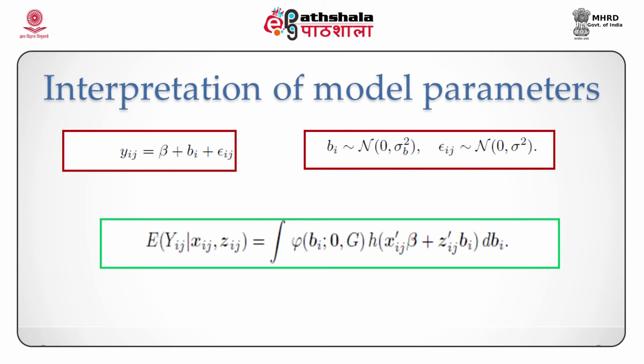In fact, it will not be equal to h of Xij prime beta, based on what we know on the expectation of nonlinear functions. Thus, the parameter beta here does not have the clear interpretation of an overall averaged mean. That is, if h of Xij prime beta plus Zij prime bi is, say, the log odds for the ith subject, we cannot say that h of Xij prime beta is the average log odds across all subjects. I would recommend that you perform the necessary calculations and satisfy yourself in this regard.